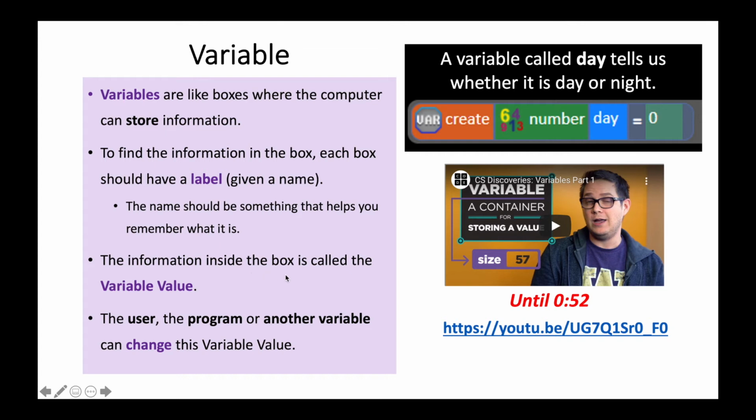The information inside the box is called the variable value. So the day is the variable and the 0 or the 1 is the variable value. And the user or the program or even another variable can change this value. So there's a video here that you can watch until 52 seconds which explains what a variable is.